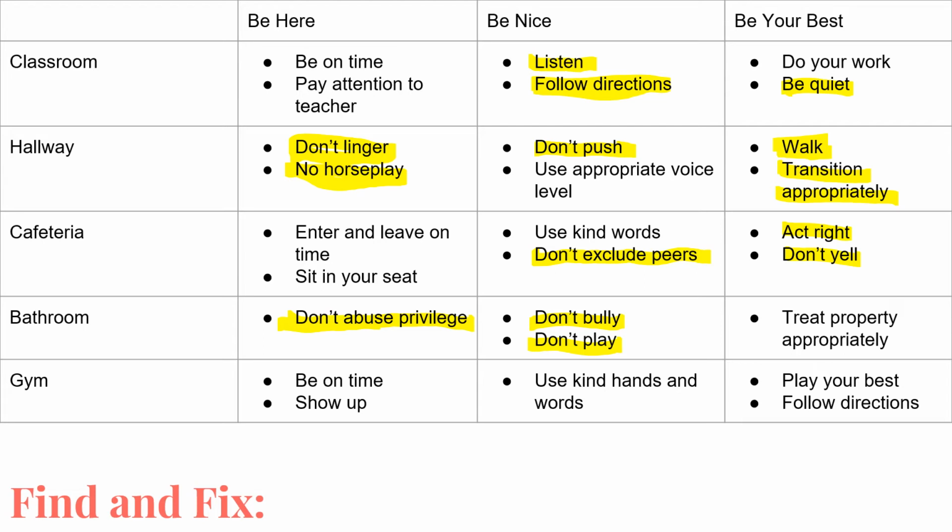Now that we're in be your best in the bathroom, treat property appropriately. It's a great first expectation. And we can move that don't play over and rephrase it to reserve playtime for the gym. Last, we have be here in the gym: be on time, show up. It's a good start, but instead of be on time, we could change it to arrive and dismiss on time, just so we don't have that repetition.